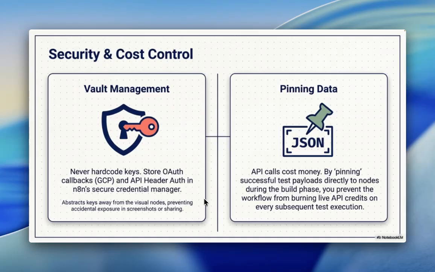Security and cost control, wallet management: never hard code keys. Store auth callbacks and API header auth in the n8n secure credential manager, abstracting keys away from the visual nodes, preventing accidental exposure in scripts or sharing. Pinning data: API calls cost money. By pinning successful test payloads directly to nodes during the build phase, you prevent the workflow from burning live credits on every subsequent test execution.